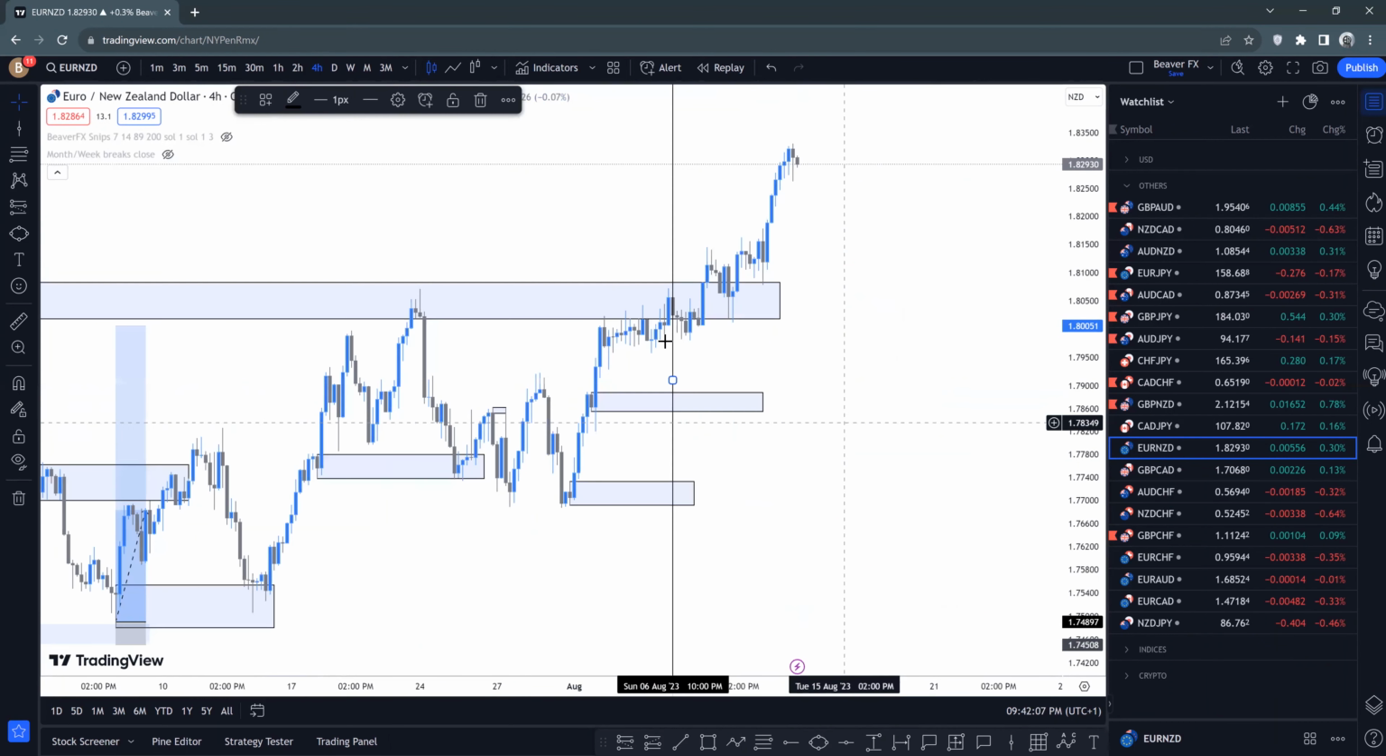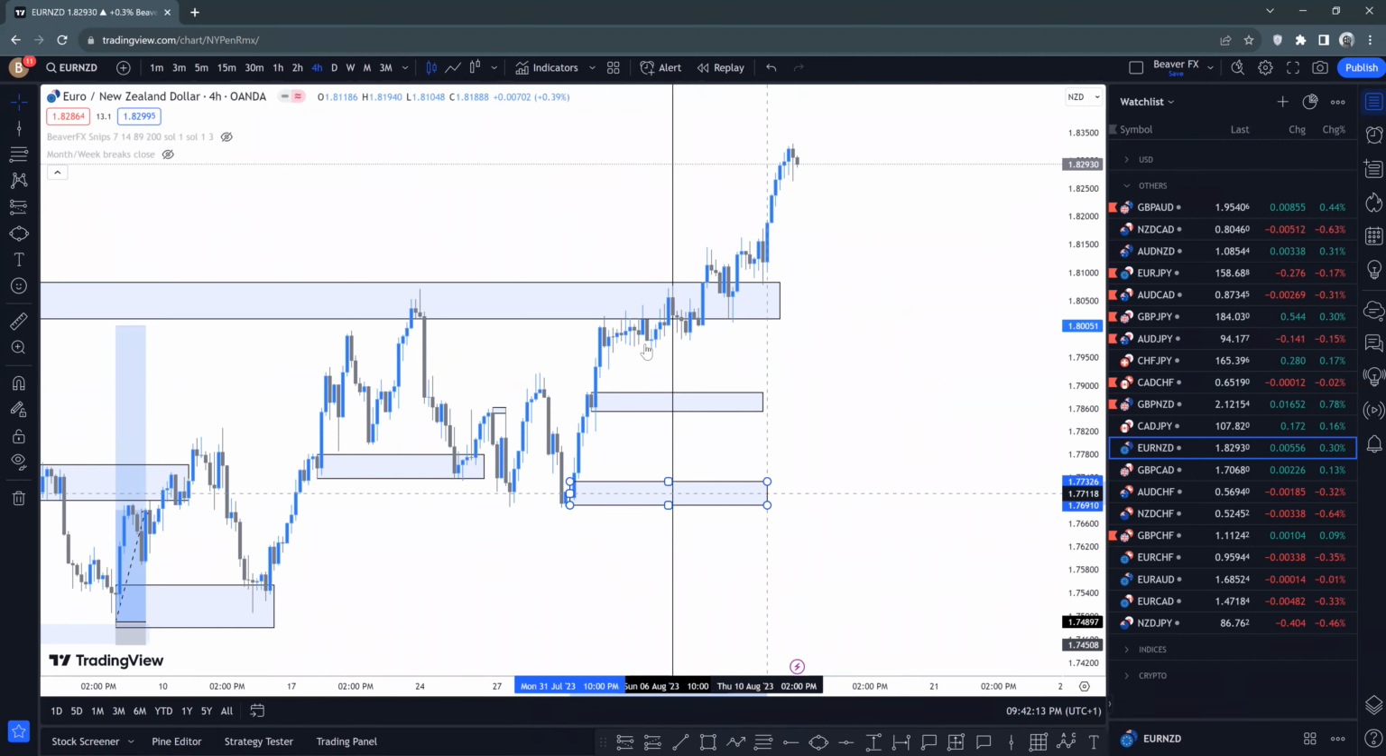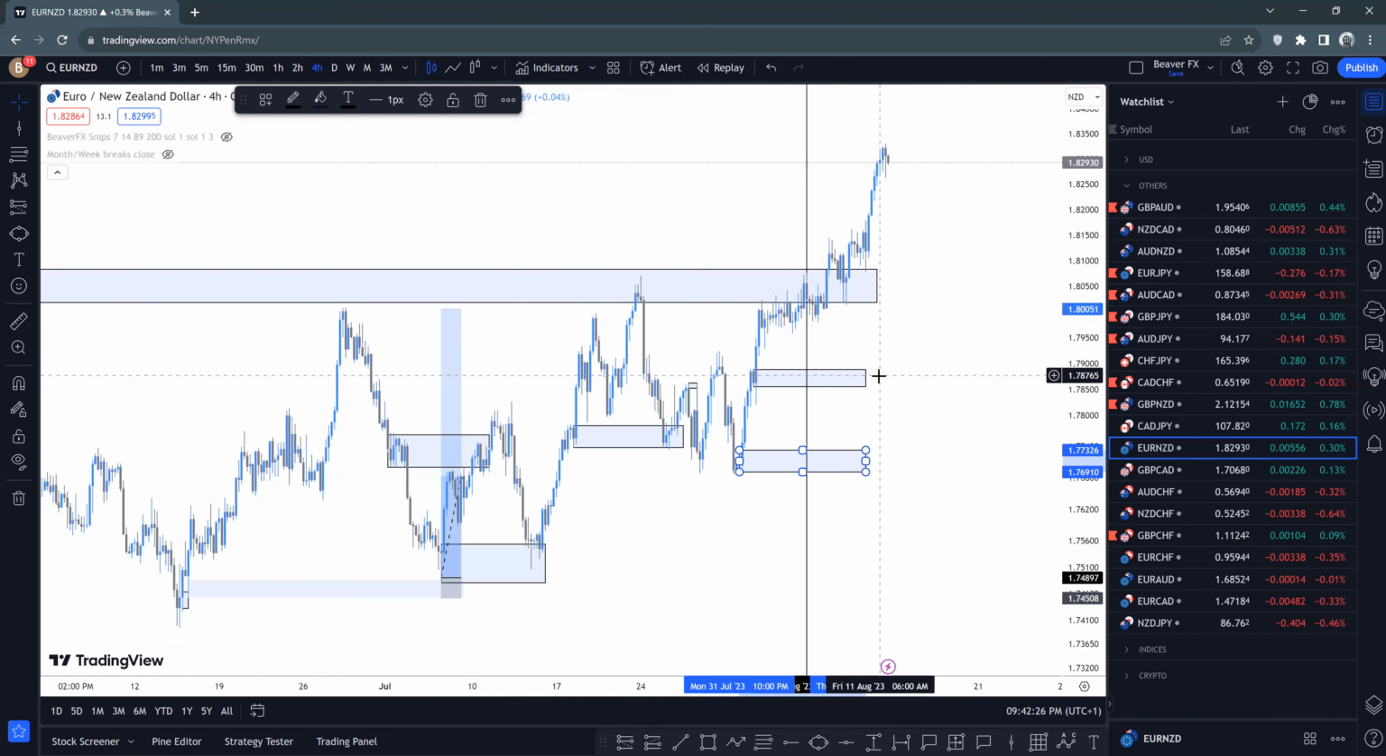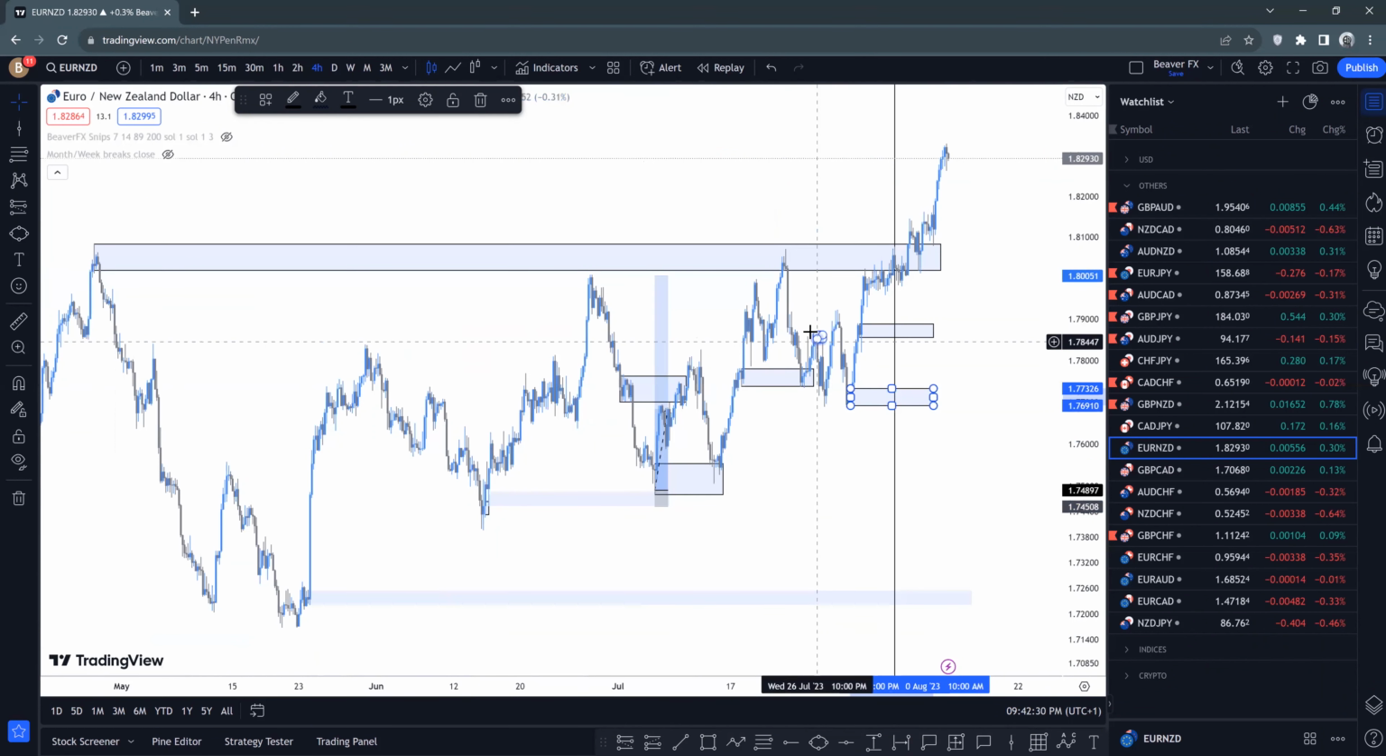Now, this was the beginning of the week. I was expecting the market to come here. I actually drew this just in case, but the market didn't even get there. It just went up, broke through this zone, came back here to retest the other block here, and that was it. It's kept on moving to the upside. So yeah, that's it for this pair right now.